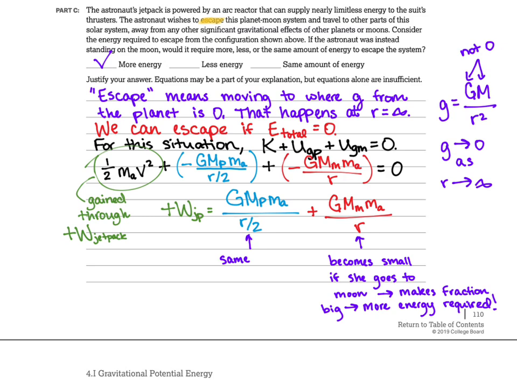Then she goes to the moon, so that r, the distance between her and the center of mass of the moon, is going to be greatly, greatly reduced. That is in the denominator. If you have a fraction with a teeny tiny denominator, the value of the fraction is going to be huge. Which means, looking at the context of this whole equation, that more energy is going to be required by her jetpack to make her escape from this system. Okay.